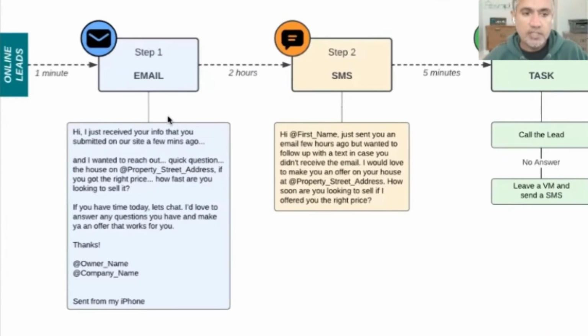The first thing you want to do is, as soon as you get the lead, send them an email. Make it very casual. Hey, I just received your info that you submitted on our website a few minutes ago. Just want to reach out, quick question. And then, within REsimpli, you can add this personalization with property street address, because when someone is filling out the form, you have their property address, name, and other information. So you just ask that. And quick tip, put "Sent from an iPhone" in your email subject. It just makes it look a little bit more personal.